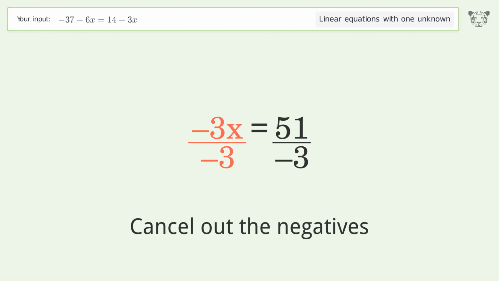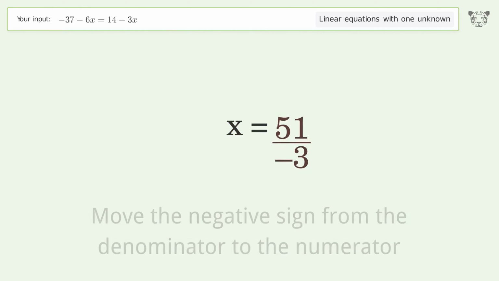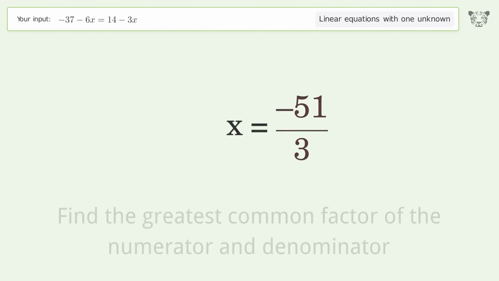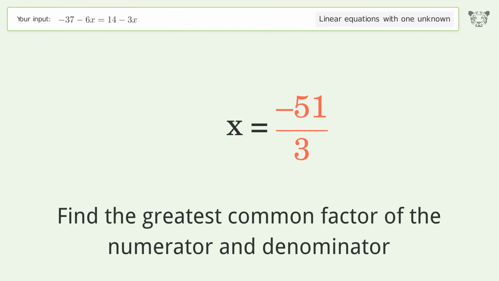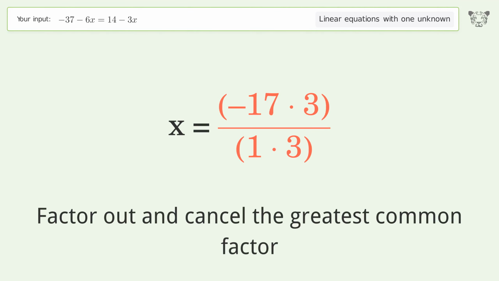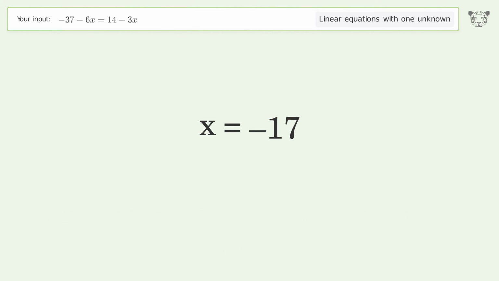Cancel out the negatives. Simplify the fraction. Move the negative sign from the denominator to the numerator. Find the greatest common factor of the numerator and denominator. Factor out and cancel the greatest common factor. And so the final result is x equals -17.